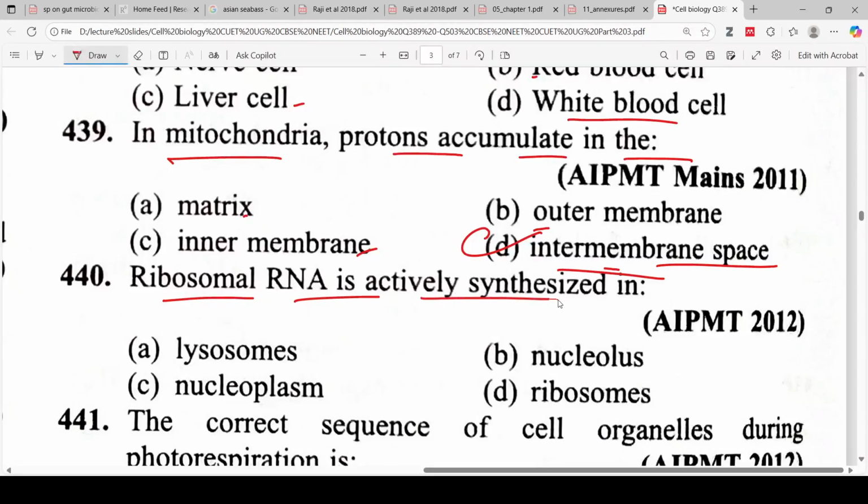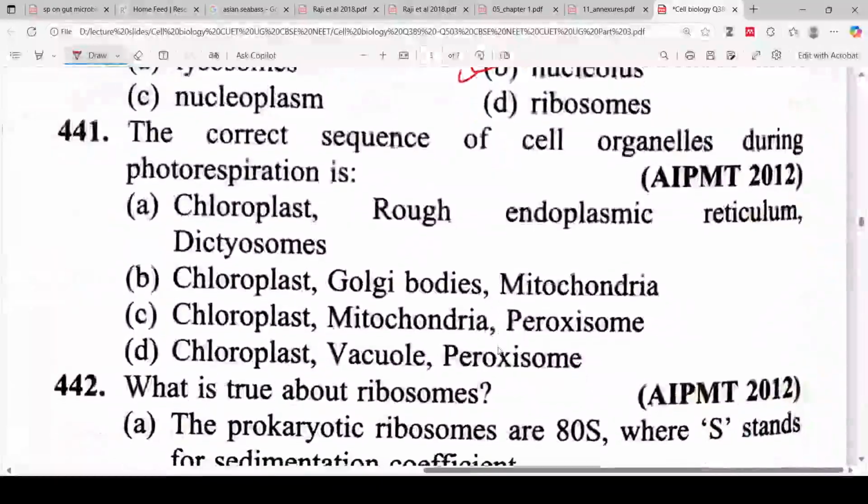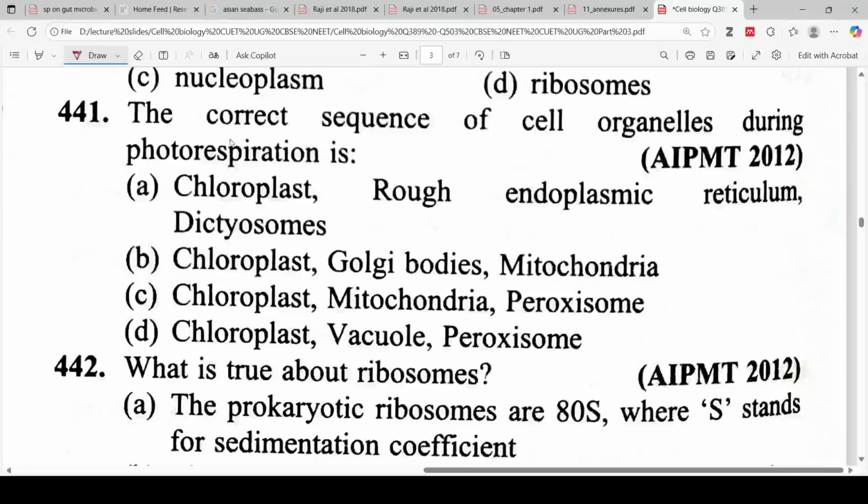Ribosomal RNA is actively synthesized in nucleolus will be the correct answer. Next question, the correct sequence of cell organelles during photorespiration. So the correct answer is option C, chloroplast, mitochondria, and peroxisome.